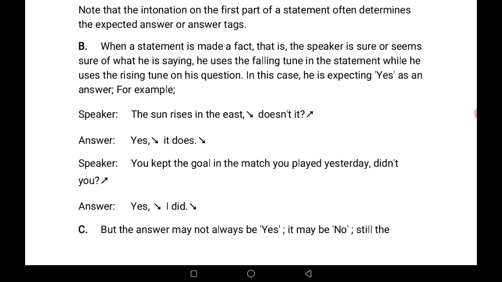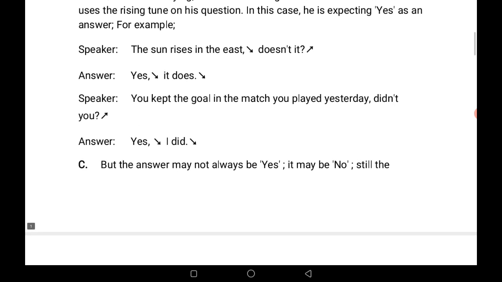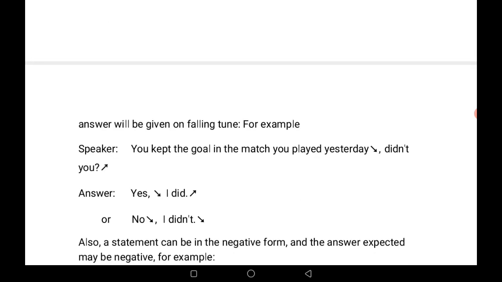Yes. Let's take another one. You kept the goal in the match you played yesterday. Didn't you? Yes, I did. You can see the statement has a falling tune. The question, didn't you, has a rising tune. And the answer has a falling tune. Yes, I did. But the answer may not always be yes. It may be no. Still, the answer will be given on a falling tune. That is, either the answer is yes or no, the answer would always have a falling tune.